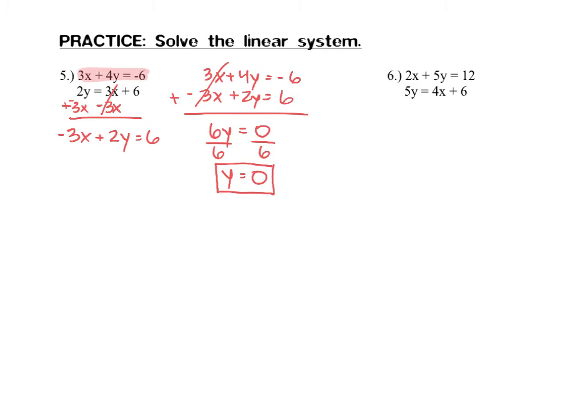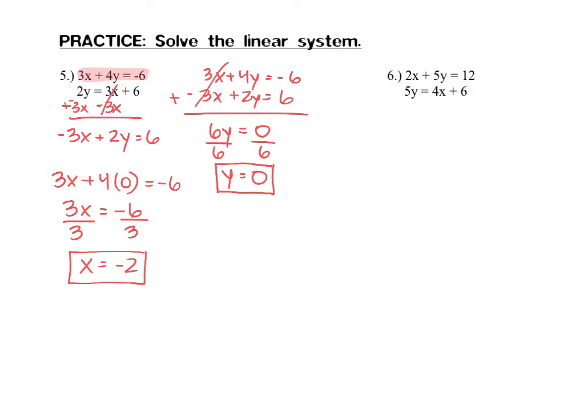It's actually going to make it even easier when I plug in, because I can plug it into either equation. So I'll go ahead and plug it into the first one: 3x plus 4, and I'm going to plug in 0 for y, equals negative 6. So 4 times 0 is 0, so this is just 3x equals negative 6. Divide by 3, and I get x equals negative 2. So I think I have my solution now as negative 2 comma 0.